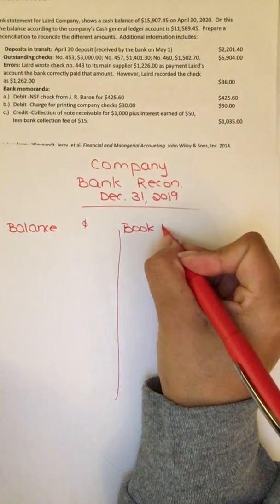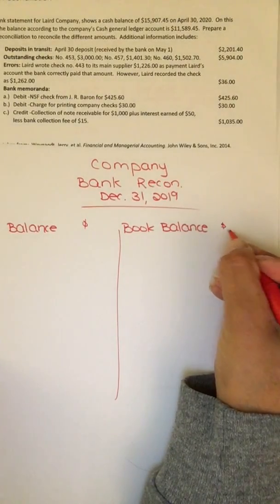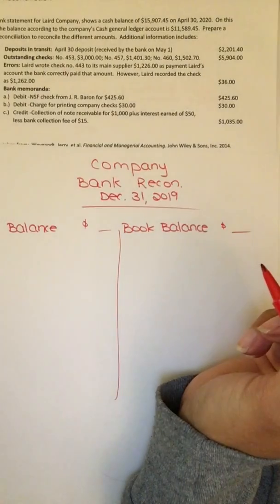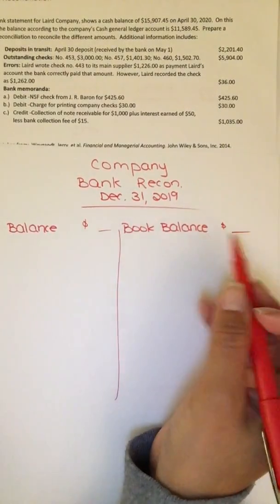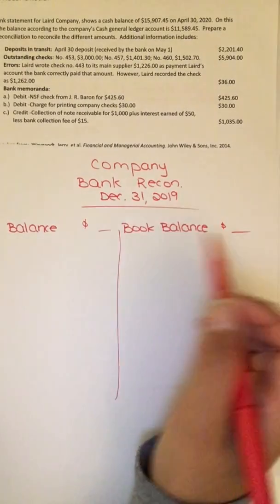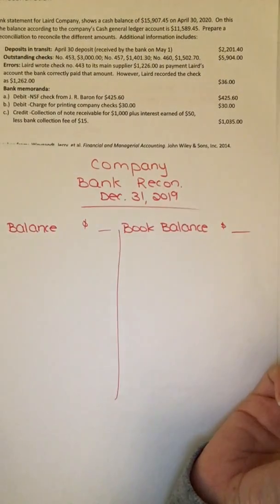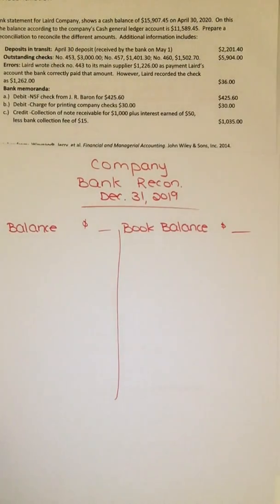And so we call it book balance, the balance according to our books. And whatever that is, I'll leave a little line for it so we'll fill it in later. Now, if the 2 balances are the same, then we don't have to prepare a reconciliation. A reconciliation is an explanation of differences. If the 2 balances are different, then we need to compare and continue on with this report.